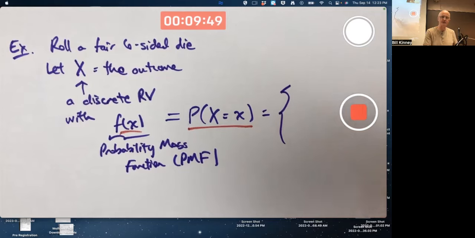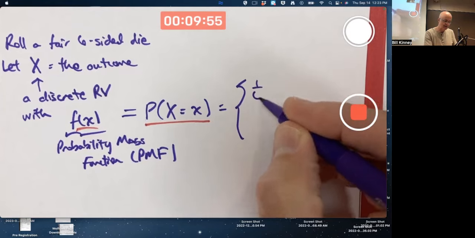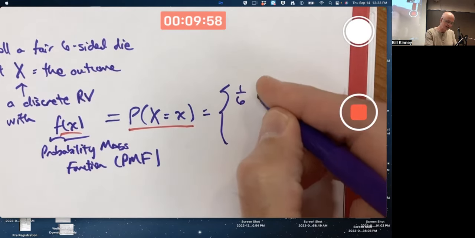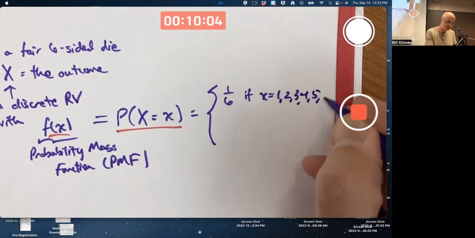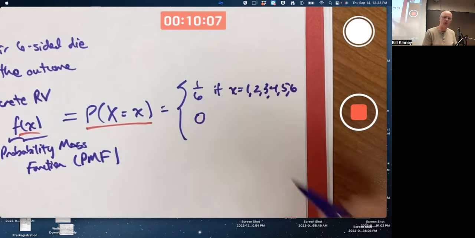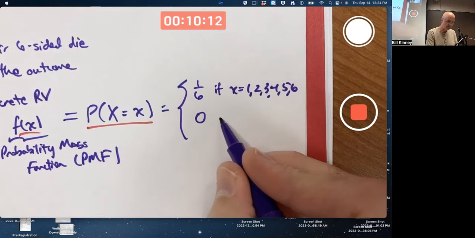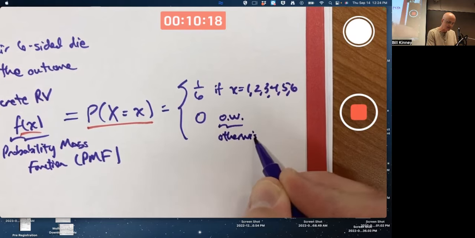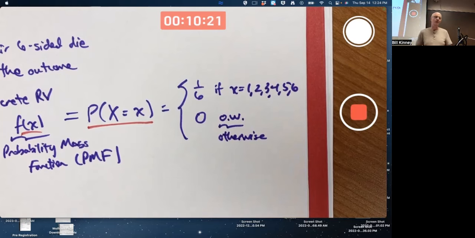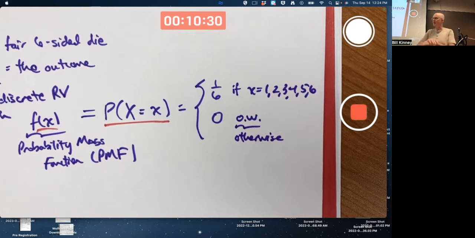We do, for some technical reasons, want this to be defined for all x. It's going to equal 1/6 for 6 values of x, if little x is 1, 2, 3, 4, 5, or 6, and it's going to equal 0 for all other values of x. I like to abbreviate this OW for otherwise. Sometimes I say elsewhere or for other x. So really, we're defining this probability mass function, this PMF, for all real values of x.